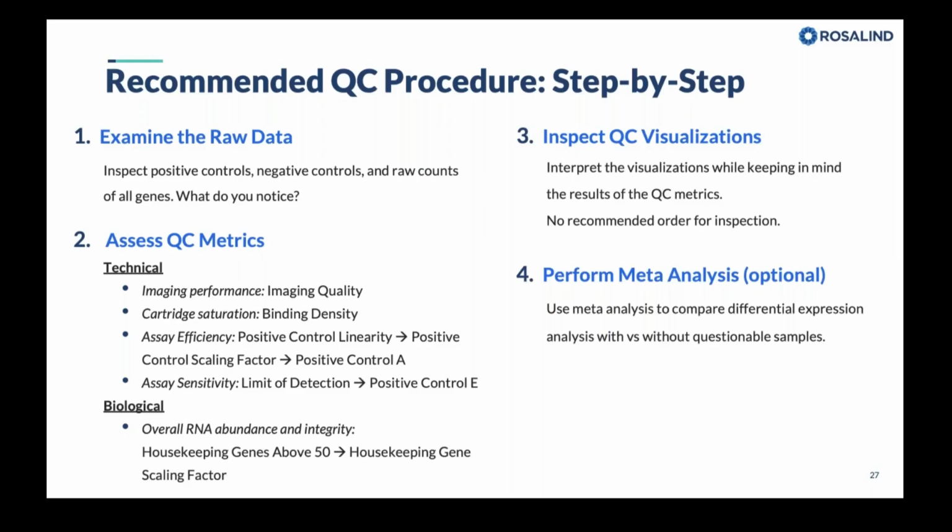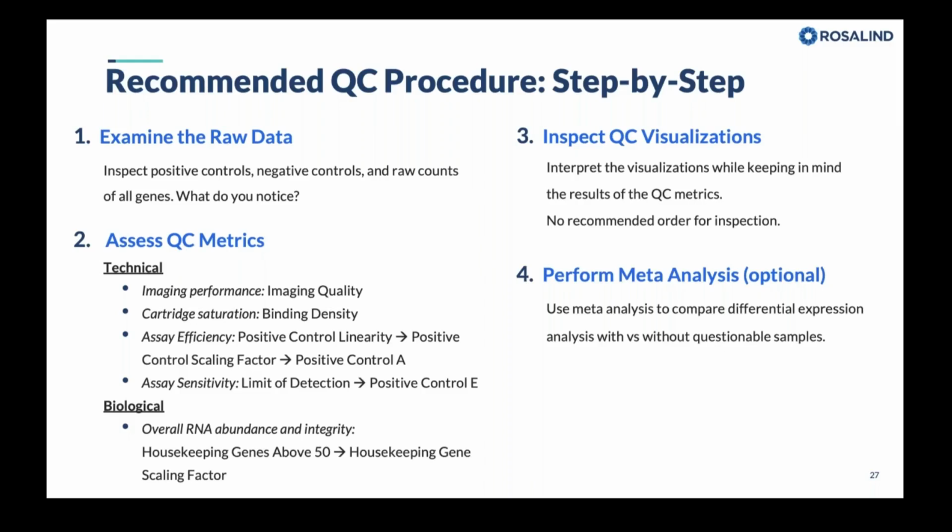You can look at them in any order you want. And the fourth aspect here is typically a great hidden secret. I've always said that the meta-analysis feature within Rosalind is one of the most powerful features of the platform, but the least appreciated and understood.